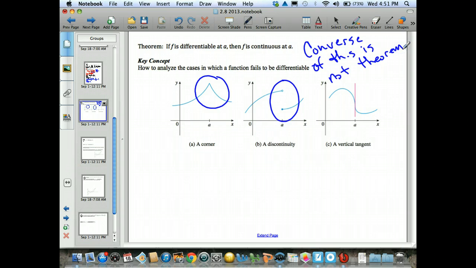So the converse of this is not always true, which would be if f is continuous at a, then it is differentiable at a. So don't make that mistake. This theorem only works in its forward implication. Okay, so the converse is not a theorem.